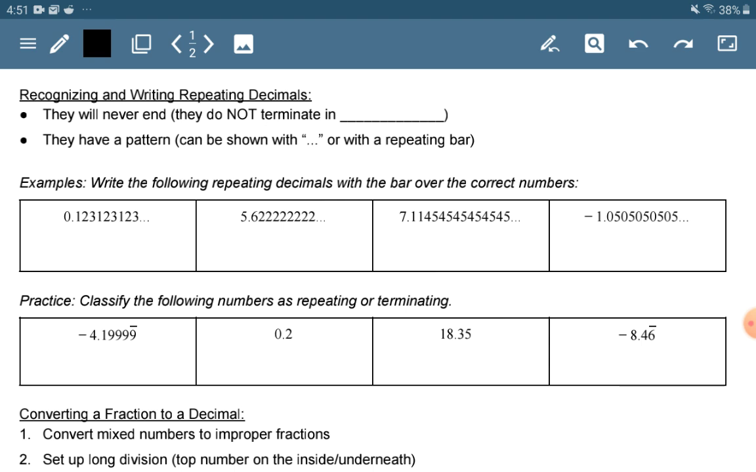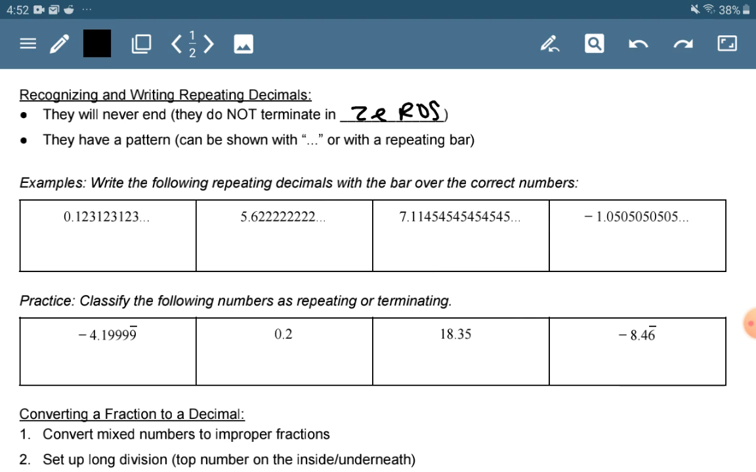The next thing we're going to talk about is repeating decimals, how we recognize them and how we write them. So a repeating decimal is never going to end. They're not going to terminate in zeros like the numbers we talked about yesterday. They are going to have a pattern though. Sometimes you'll see it with the 3 dots at the end, or more commonly, you're going to see it with a repeating bar, and that's what we're going to practice writing them with.